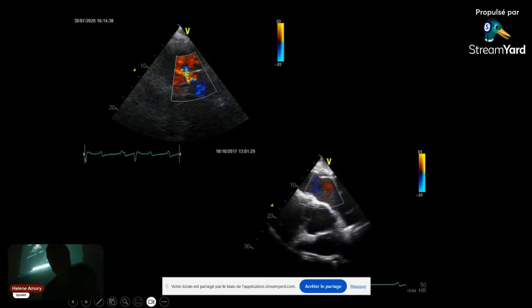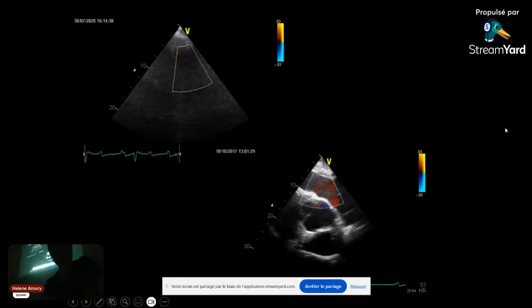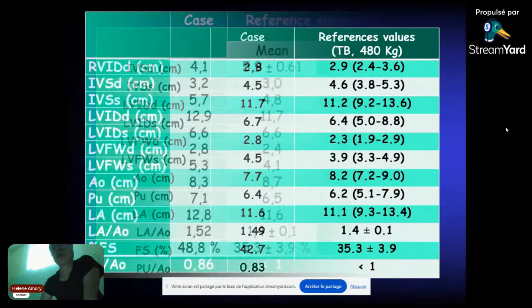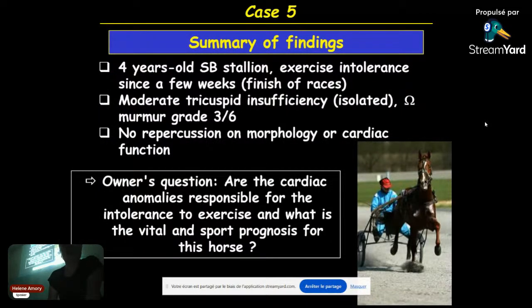Again, in a more general view, do you see it? A little bit more maybe. And this one also. Different view of the same thing, tricuspid insufficiency. We do the measurements of all the structures on the horse compared to the normal value for him, and everything is in the normal limit. Thus, in summary, I have moderate tricuspid insufficiency, nothing else. It's associated with a murmur grade 3 out of 6 and no repercussion on the heart.